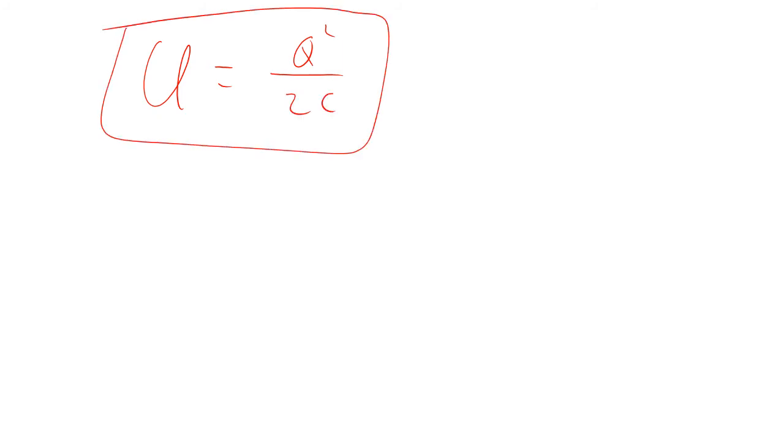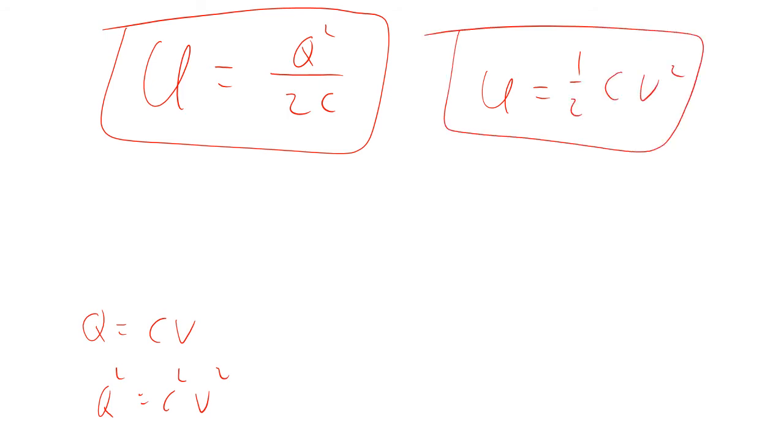Well, we know that the Q on the capacitor is also related to the voltage on the capacitor. So the Q on the capacitor is C times V, right? So Q squared is going to be C squared V squared. So that means this could also be written as 1/2 CV squared.